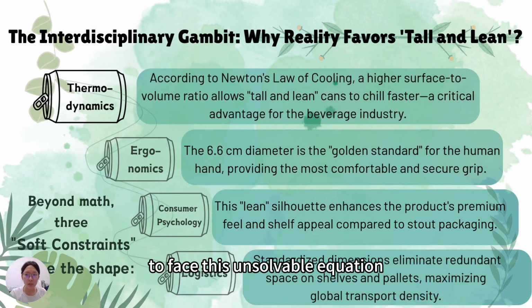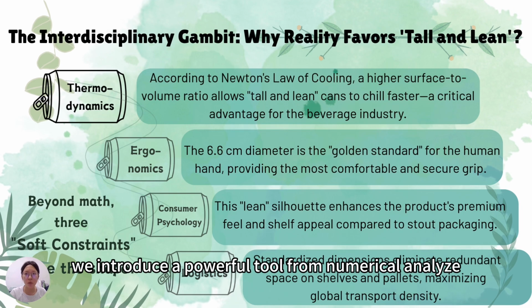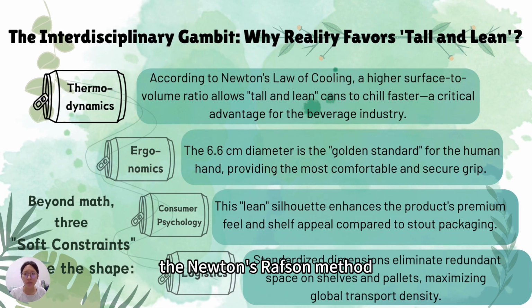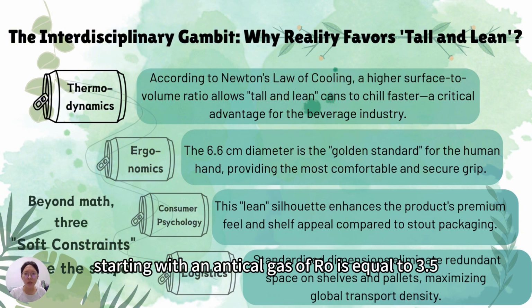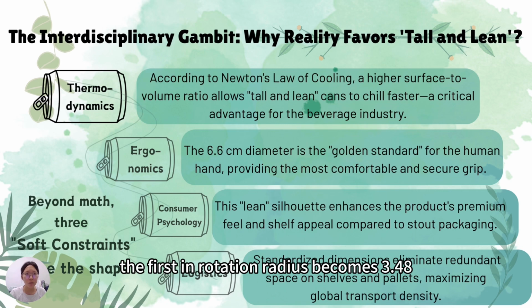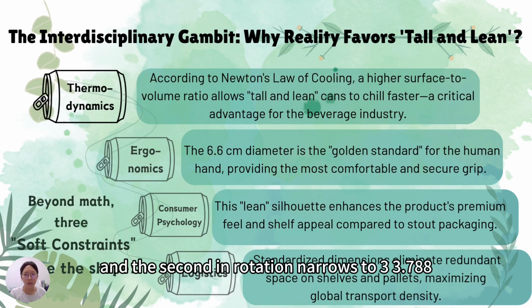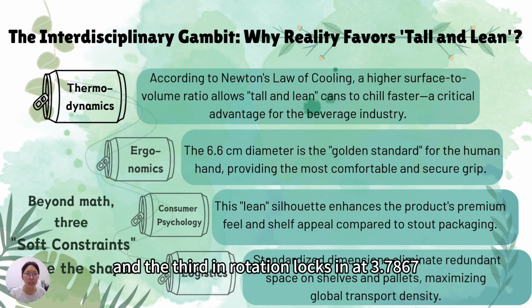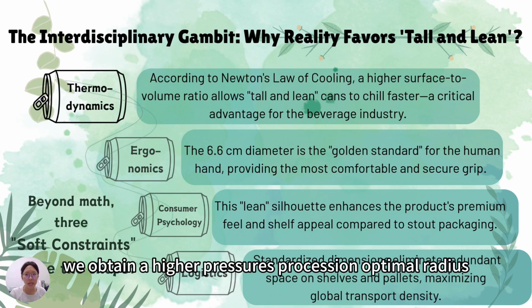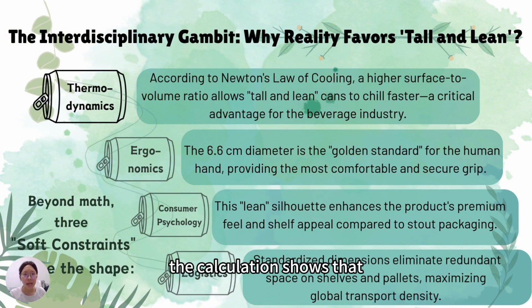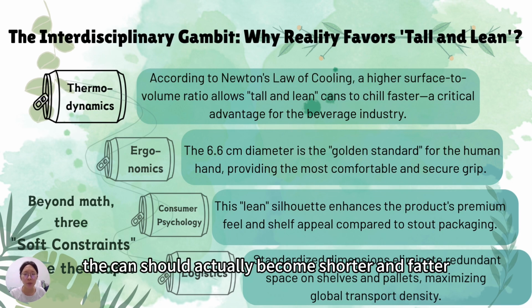To face this unsolvable equation, we introduce a powerful tool from numerical analysis, the Newton-Raphson method. Starting with an empirical guess of r0 equal to 3.5, the first iteration radius becomes 3.48, and the second iteration narrows to 3.788, and the third iteration lands at 3.7867. Just 3 iterations will obtain a higher precision optimal radius. Interestingly, the calculation shows that after considering welding loss, the can should actually become shorter and fatter.